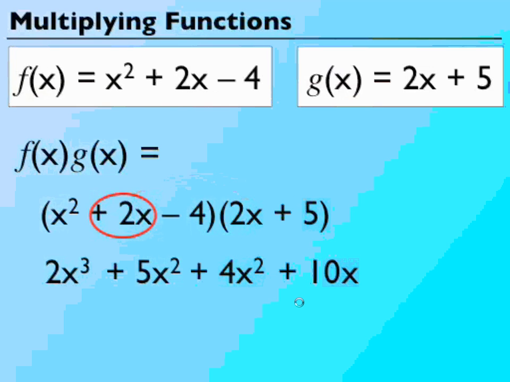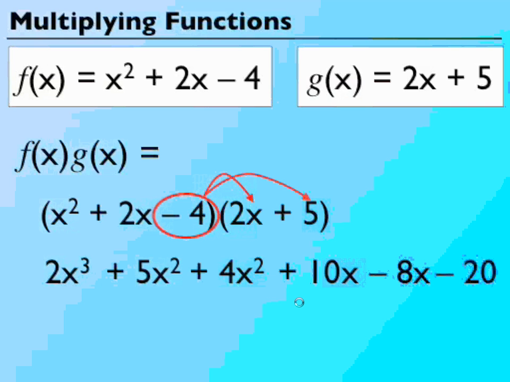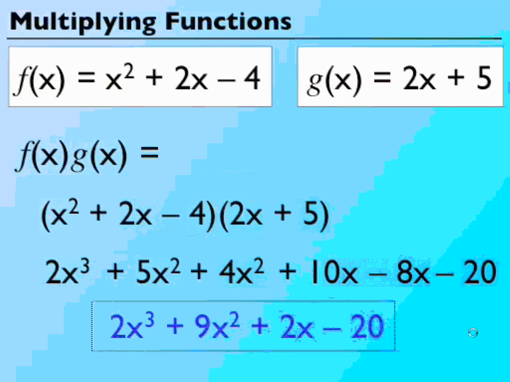Move right along. Now we take the negative 4 and we're going to distribute it. Negative 4 times 2x gives us negative 8x, and negative 4 times 5 gives us negative 20. Once again, now all we have to do is combine like terms. We have this 1 cubed term. We're going to combine these 2 squared terms, combine these 2 x terms, and then we just have a single constant term. So our final answer here, 2x cubed plus 9x squared plus 2x minus 20.